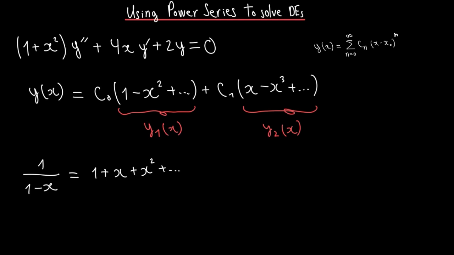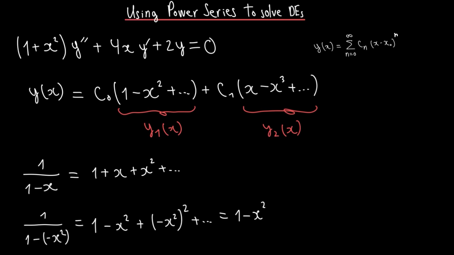And so now if we substitute minus x for x squared, we get 1 over 1 minus x squared is equal to 1 minus x squared plus minus x squared to the power of 2, etc., which is just 1 minus x squared plus x to the power of 4, etc., which is exactly this series we have over here. So actually, what we notice is that y1 of x is equal to 1 over 1 plus x squared.